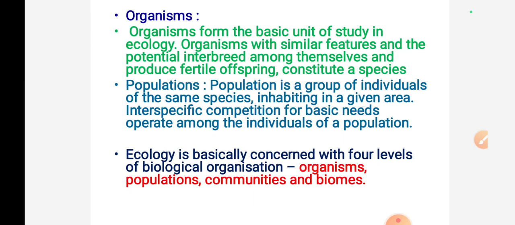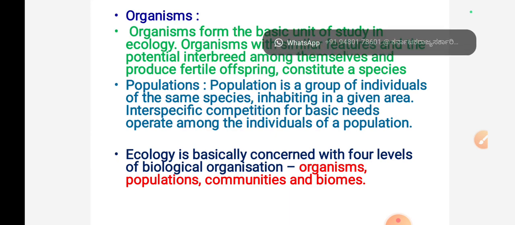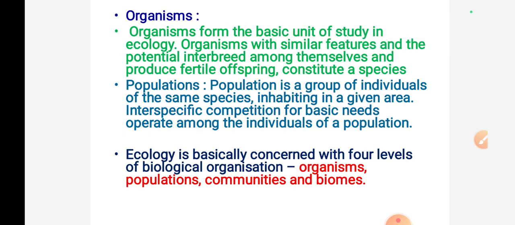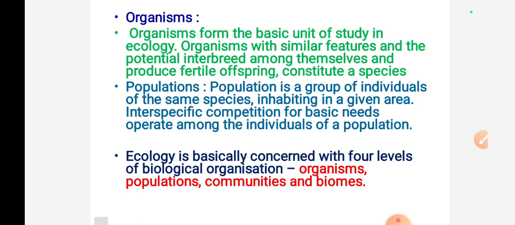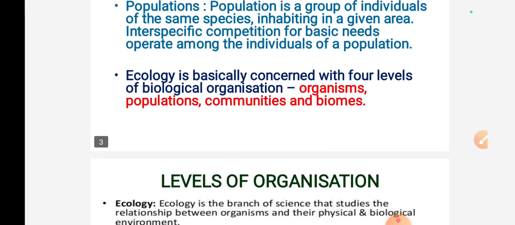Organisms form the basic unit of study in ecology. Organisms with similar features and the potential to interbreed among themselves and produce fertile offspring constitute a species. Okay, these are the definitions. What do you mean by organism? What do you mean by population? Then populations. Population is a group of individuals of the same species inhabiting a given area. Interspecific competition for basic needs operates among the individuals of a population.